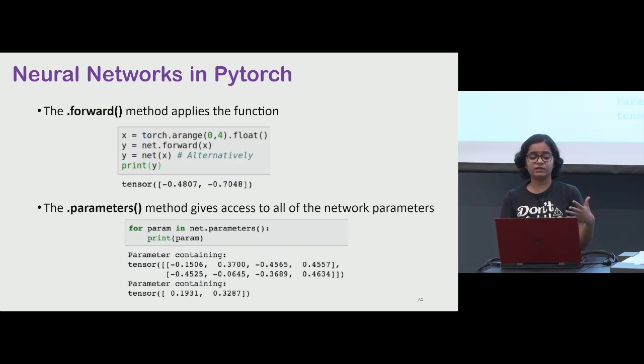And if you want to access the values of all the parameters in the network, PyTorch provides us with this function dot parameters, using which you can access all the parameter values of the network. Because at the end of the day, a neural network is nothing but the parameters that it is made up of. Any questions?